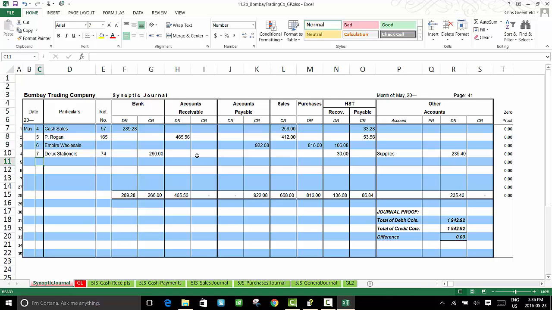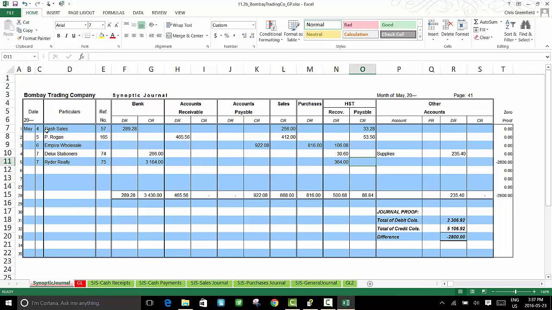This transaction occurred also on May 7th. Here we have a check copy number 75 for having paid the rent for the month to Ryder Realty. It is for $2,800 for the rent plus HST recoverable of $364. So again, I'm going to put in my date, the name of the company to whom we paid this, the check number, and this is coming out of the bank, so I want the total amount, which is $3,164. Again, I have HST recoverable, which is $364.